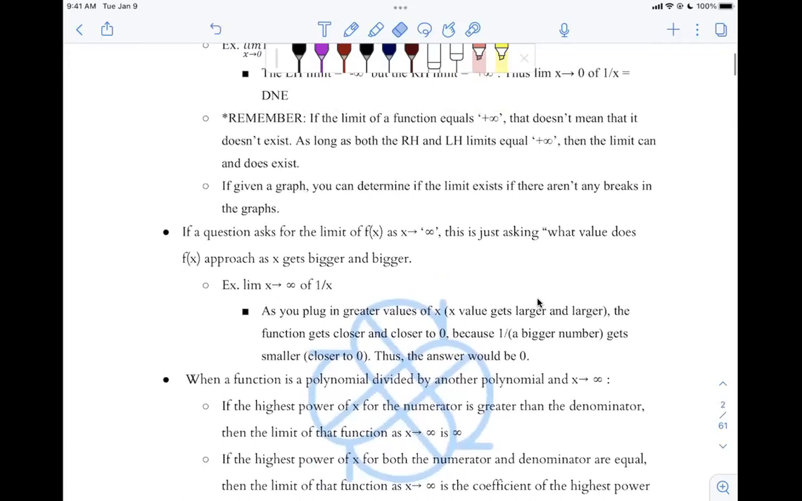We can also take limits as x approaches infinity. So that's basically telling us what value f of x approaches as x gets bigger and bigger. Similarly, we could take a limit as x approaches negative infinity. So what value does f of x approach as x gets arbitrarily small?